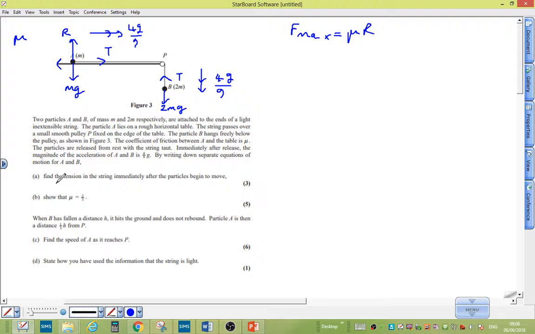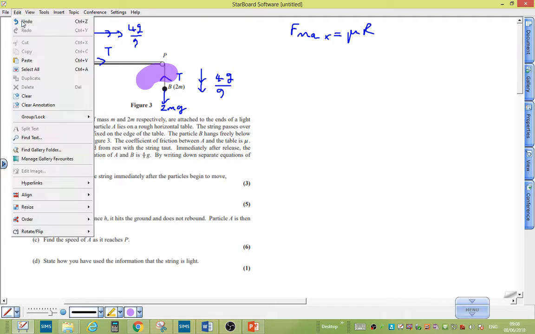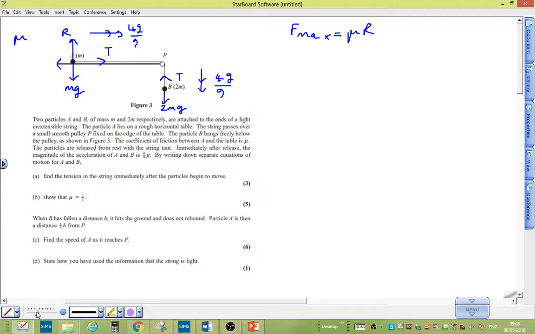Right, it says find the tension in the string immediately after the particles begin to move. The best thing to do for that is, you've got too many unknowns going on in here, especially with F max going this way, so look at this particle alone just there. Okay, so you're going to tell the examiner, it's all about setting it out now. So at B, we're going to resolve, and I'll need to tell the examiner that positive is in a certain direction. Well, I'm going to give the direction of motion positive, so positive is downwards.